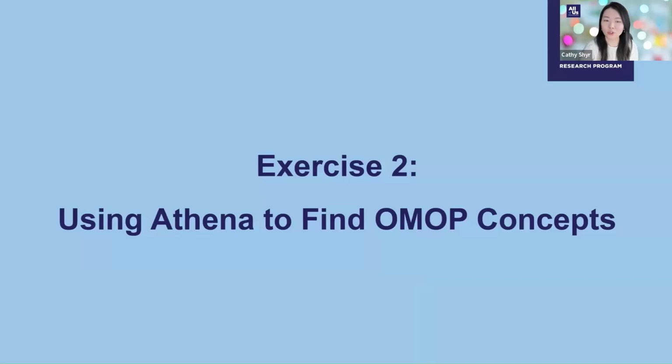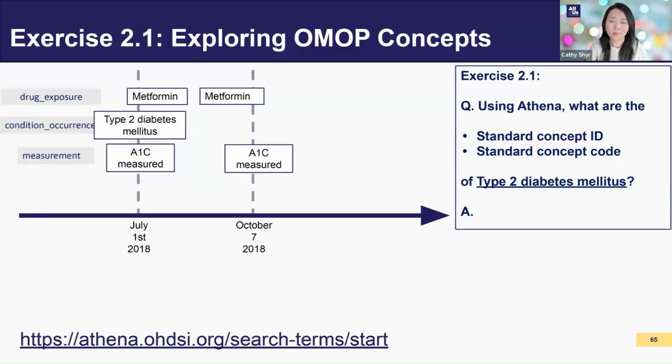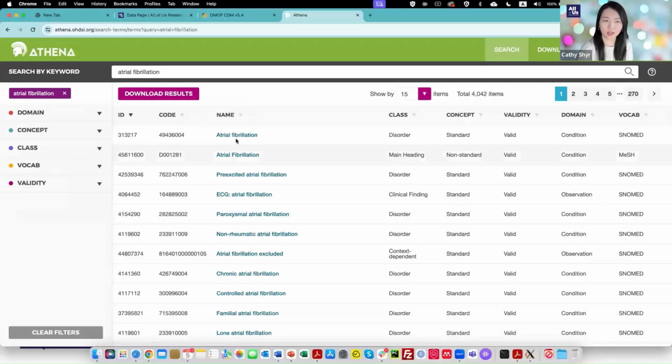Okay, so let's jump into exercise 2. In exercise 2.1, I would like everyone to use Athena and find the standard concept ID and the standard concept code of type 2 diabetes. Okay, awesome. We see some responses trickling in. Yes, I think everyone's got the hang of it. All right, so let's go ahead and go over this together.